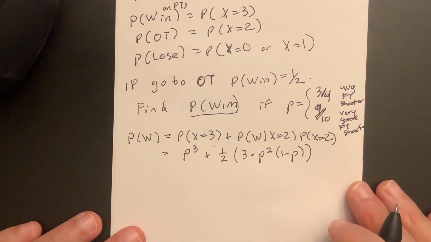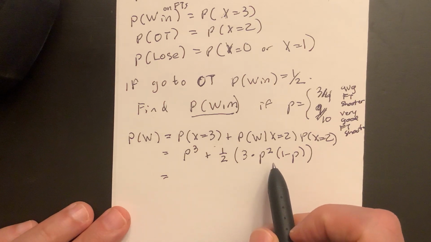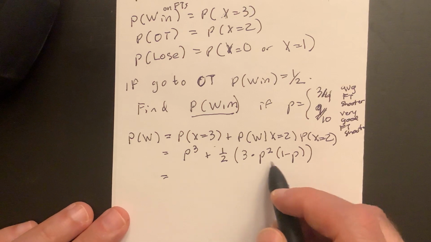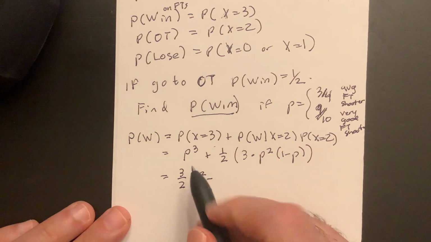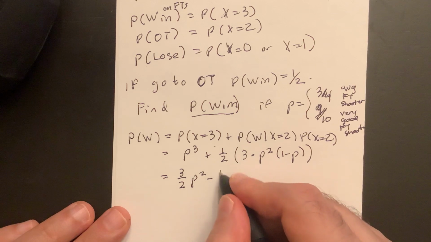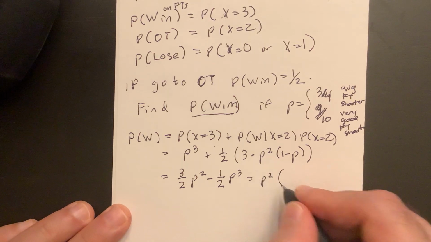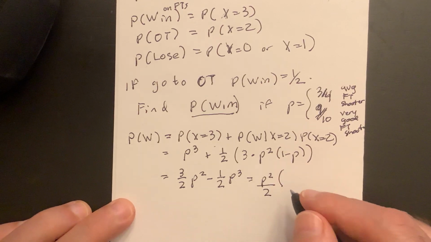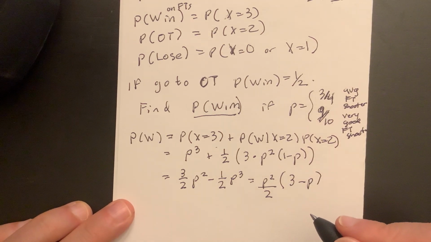Okay, let's continue to compute this out a little bit. So we get equals p cubed, and then I have 3 halves here, so I get 3 halves p squared minus 3 halves p cubed. So that's p cubed minus 3 halves p cubed, which is minus 1 half p cubed, or p squared over 2 times 3 minus p. Does that look right? 3 minus p, yeah.